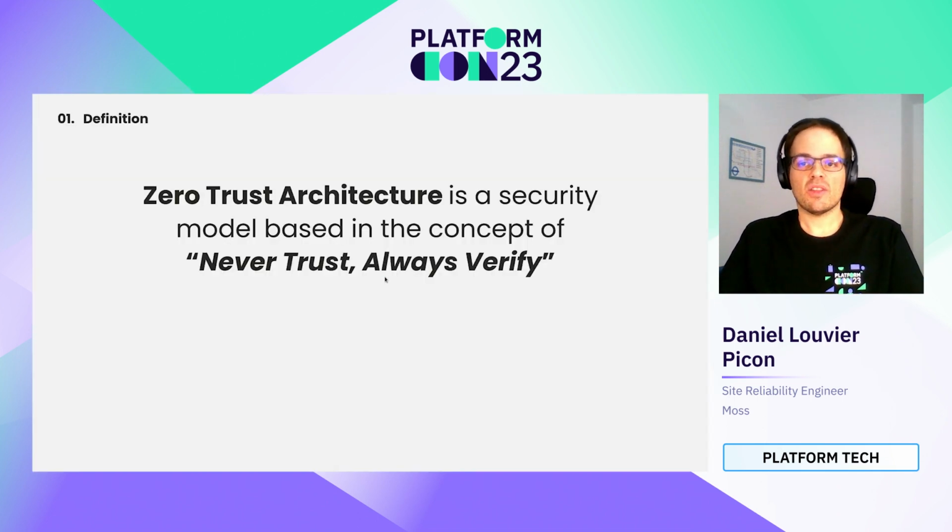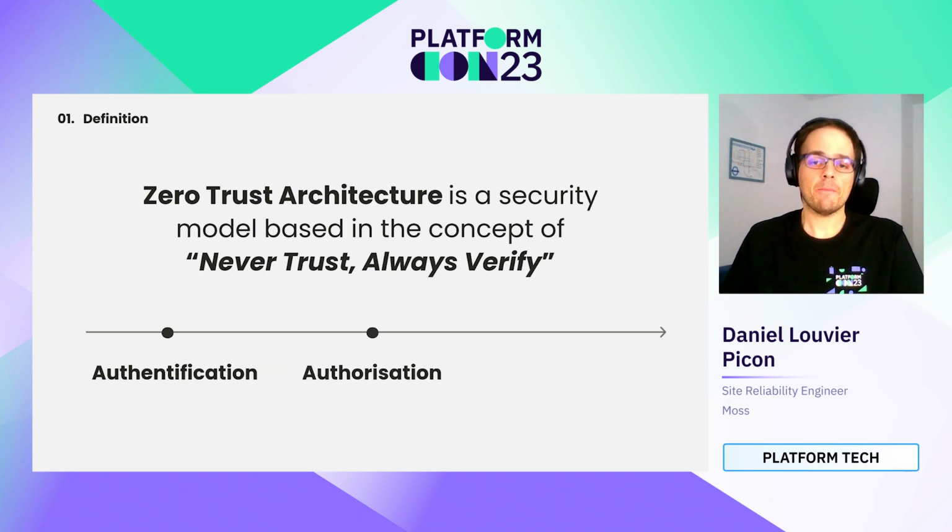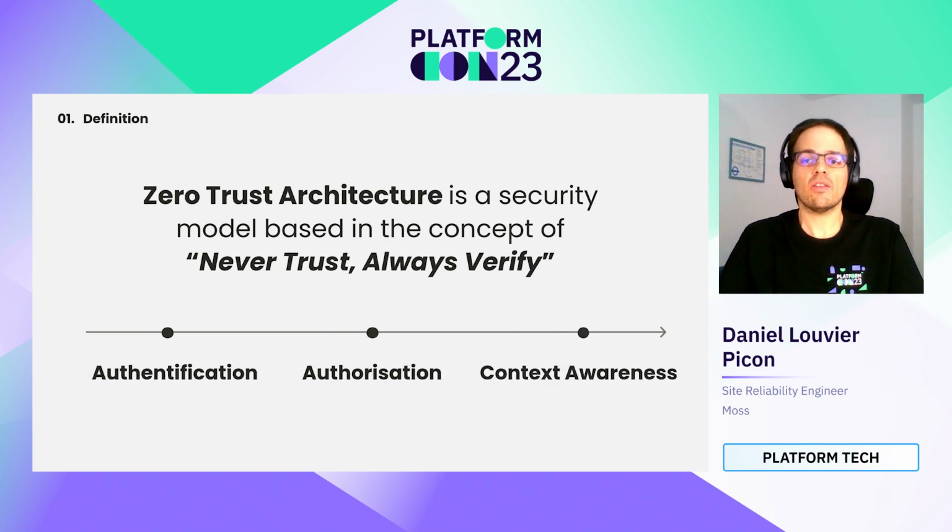Zero Trust architecture is a security model and it's based on the concept of never trust, always verify. So, what does it mean? It means that it outlines a set of policies and rules that you should follow when designing your organization's internal security policies. One of these policies can be done by your provider, vendor, or custom implementation. There are three elements that make up this model: authentication, authorization, and context awareness.